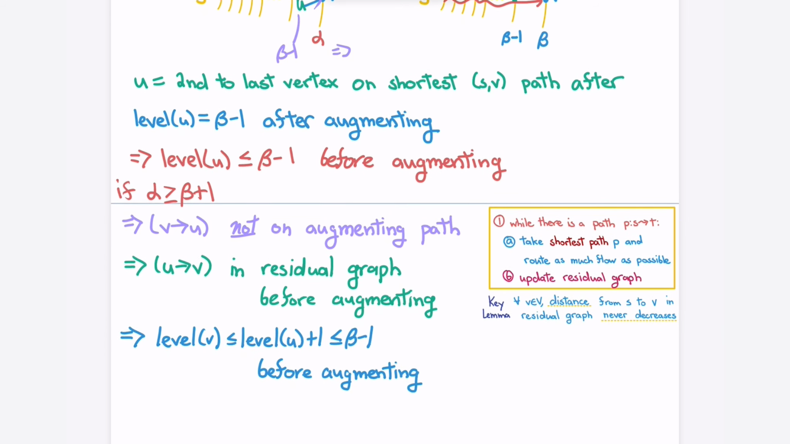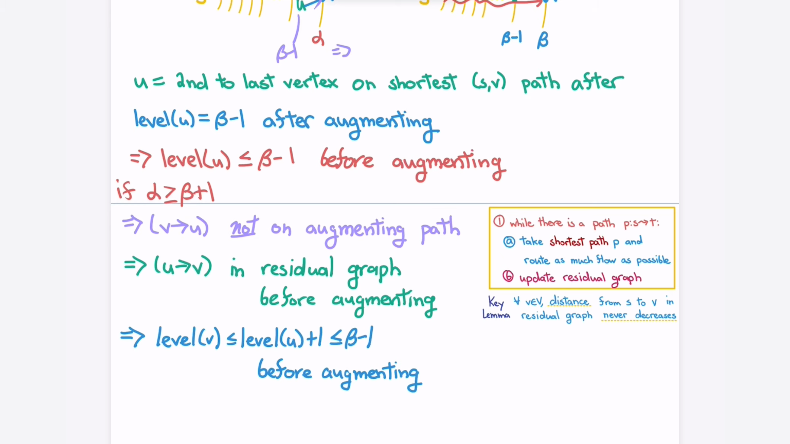If alpha was at least beta plus 1, which we're saying is by contradiction. So in the end, we want to show that alpha is less than or equal to beta. But if alpha was bigger than or equal to beta plus 1, then u would be earlier than v, even before, because I know v is at some alpha, which is at least beta plus 1, and u is at most beta minus 1.